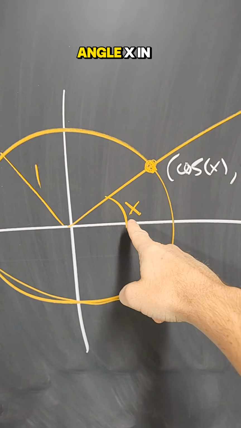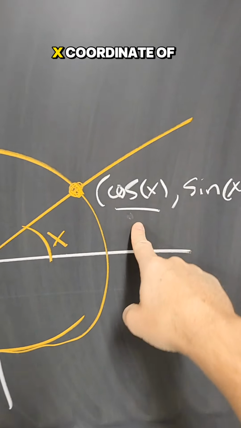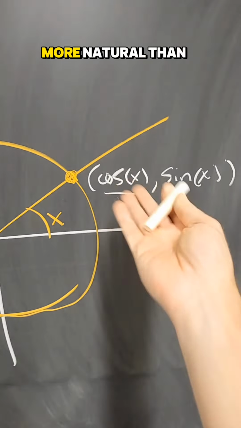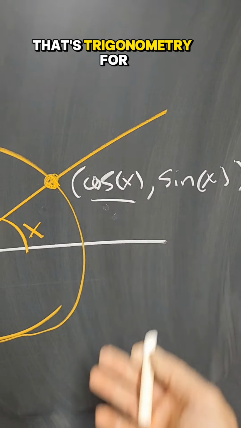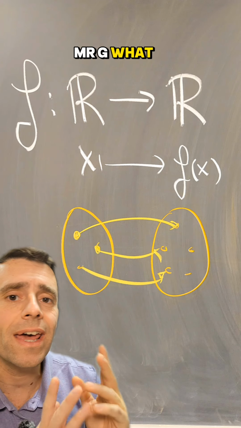So for every angle x in radians, cosine of x tells me what is the x coordinate of the point on the unit circle. So what is more natural than that? That's trigonometry for you. So the ball is in your court now. Tell us, Mr. G, what is a function?